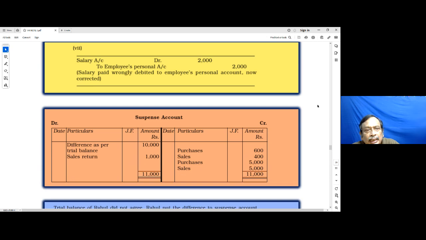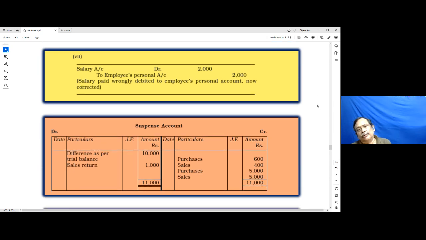Then salary to employee's personal account. Remember, when salary is paid to an employee, then salary account is debited and cash or bank account is credited. So instead of that, you have debited employee's personal account. Hence, you have to cancel the mistake, and salary, a nominal account, will be debited. So salary account debit 2000 to employee's personal account 2000. That is salary paid wrongly debited to employee's personal account, now corrected.